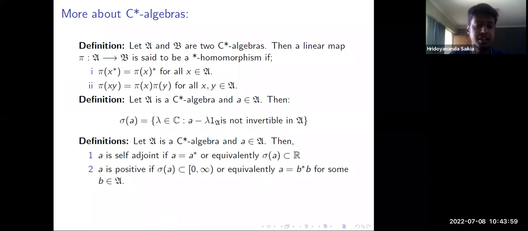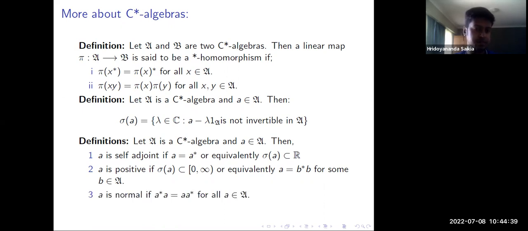Now, secondly, we call an element positive if its spectrum is contained in the non-negative side of the real line, or equivalently if it is of the form b star b for some element b in the C-star algebra A. For example, in the case of complex numbers, the positive numbers are those numbers that can be written as b star b, where b is another complex number, right? So this is just the generalization of those ideas.